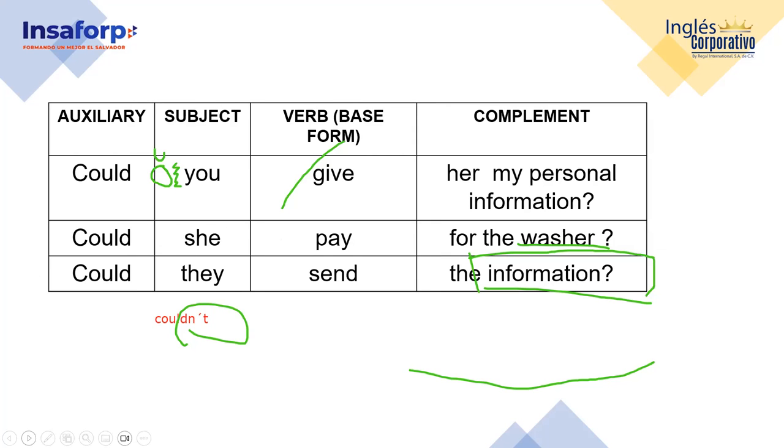And then I have the question. The question I say, could you? In some other, could you give her personal information? Could she pay for the washer? Could they send the information? Could they? So I have the three statements: affirmative, negative, and questions.